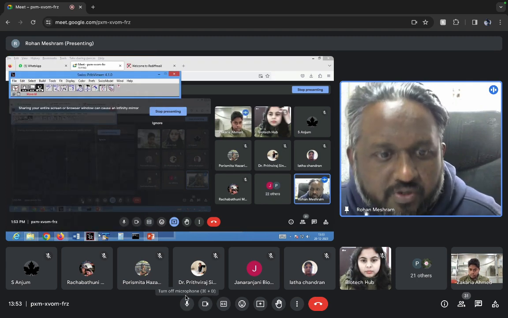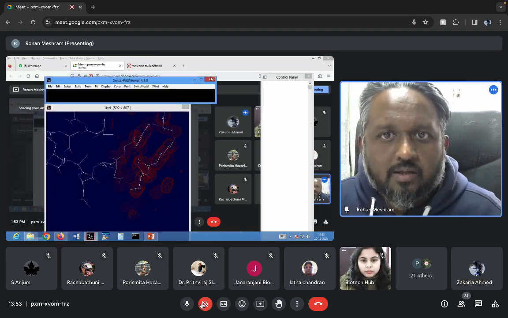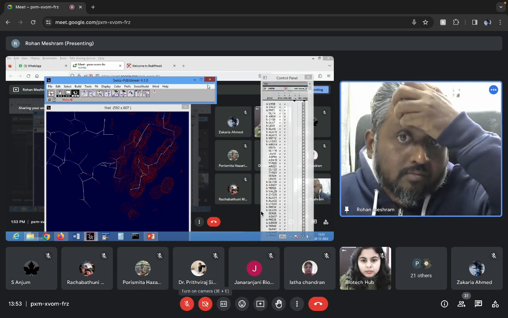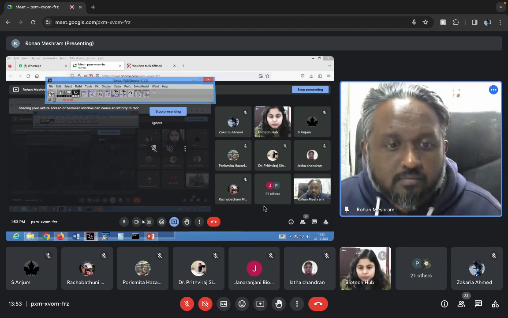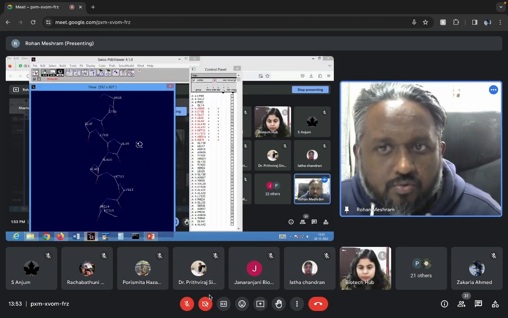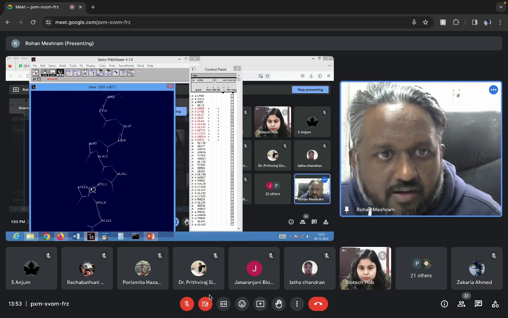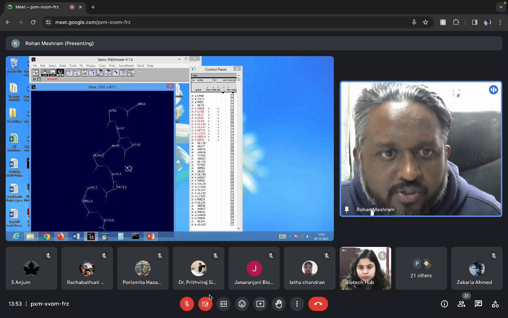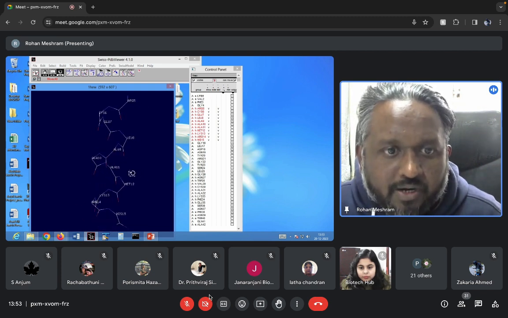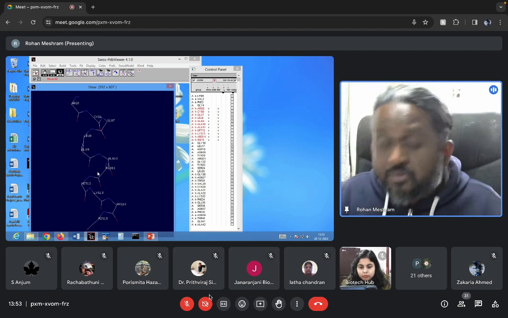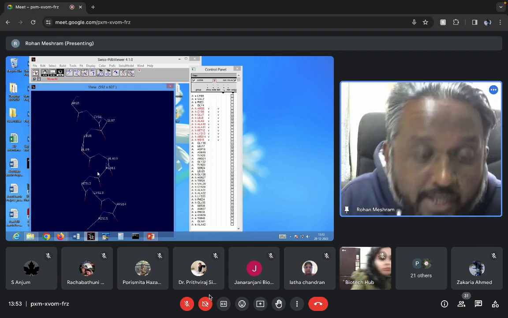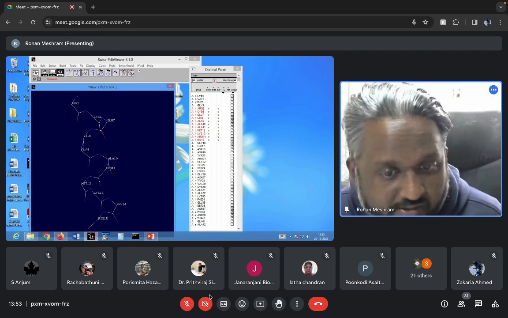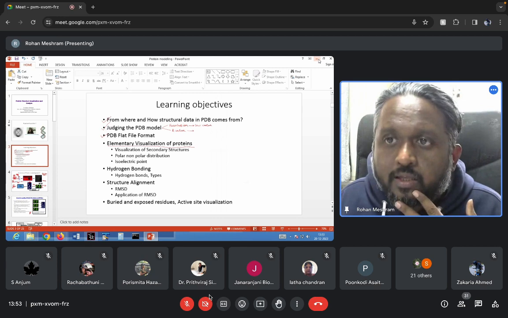Okay, let me close the previously created session so that it will not create any confusion. Let us focus on the single one. So this is an alpha helix. Now let us try to understand and analyze the hydrogen bonding pattern in these alpha helices. Based on this hydrogen bonding pattern, you can classify these alpha helices, and I will just let you know how that happens.